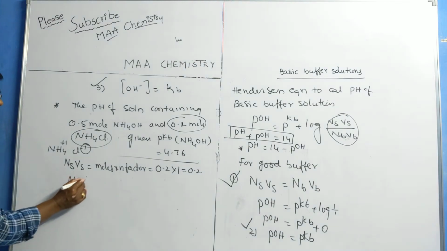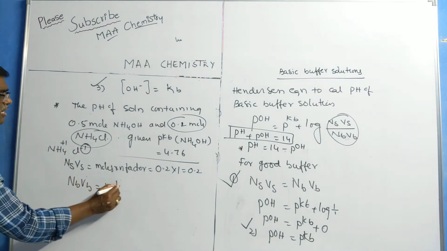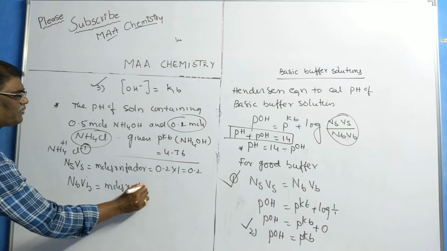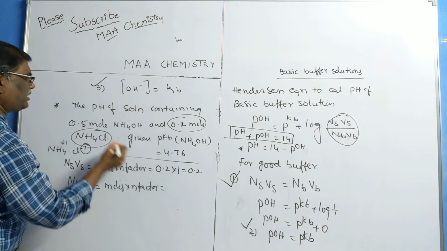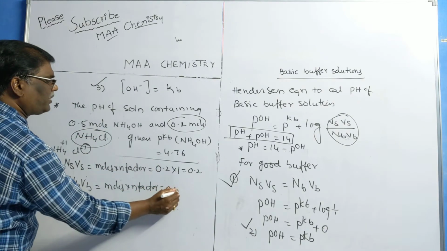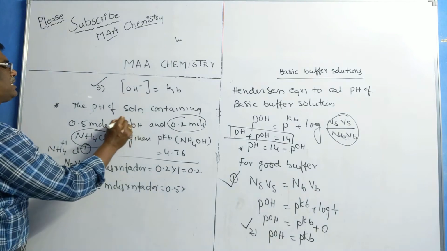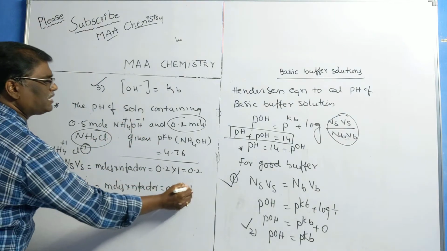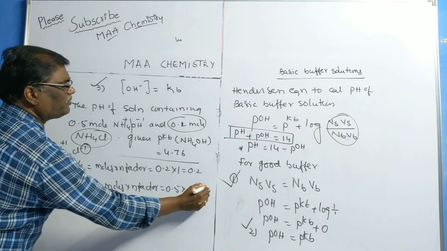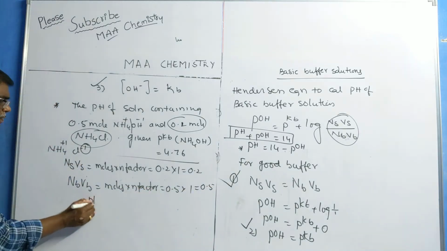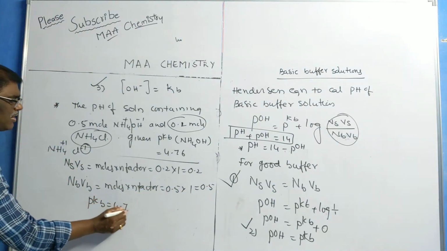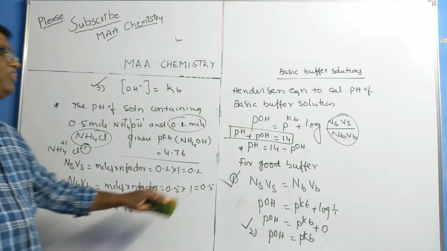Similarly, strength of the base is nothing but moles into n factor. For base, what is the n factor here? Moles are 0.5 into n factor is plus and minus 1, that means 1. Nothing but 0.5. What is the pKb given? 4.76.